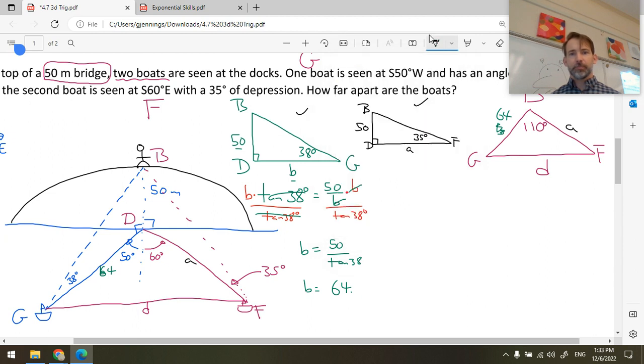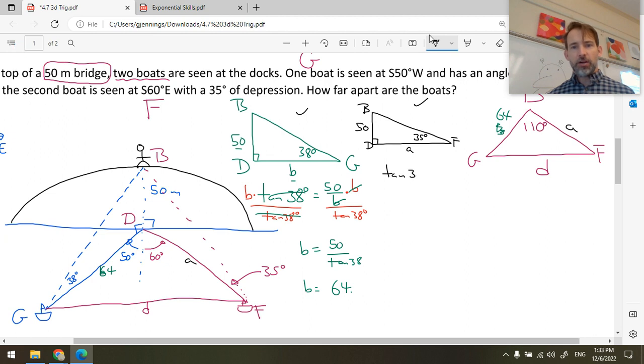Is it BGF and not BDF? That was BDG, yeah. BDG was this triangle here. That's what we then found. BDF, we're going to do BD and F. So this one works similarly.